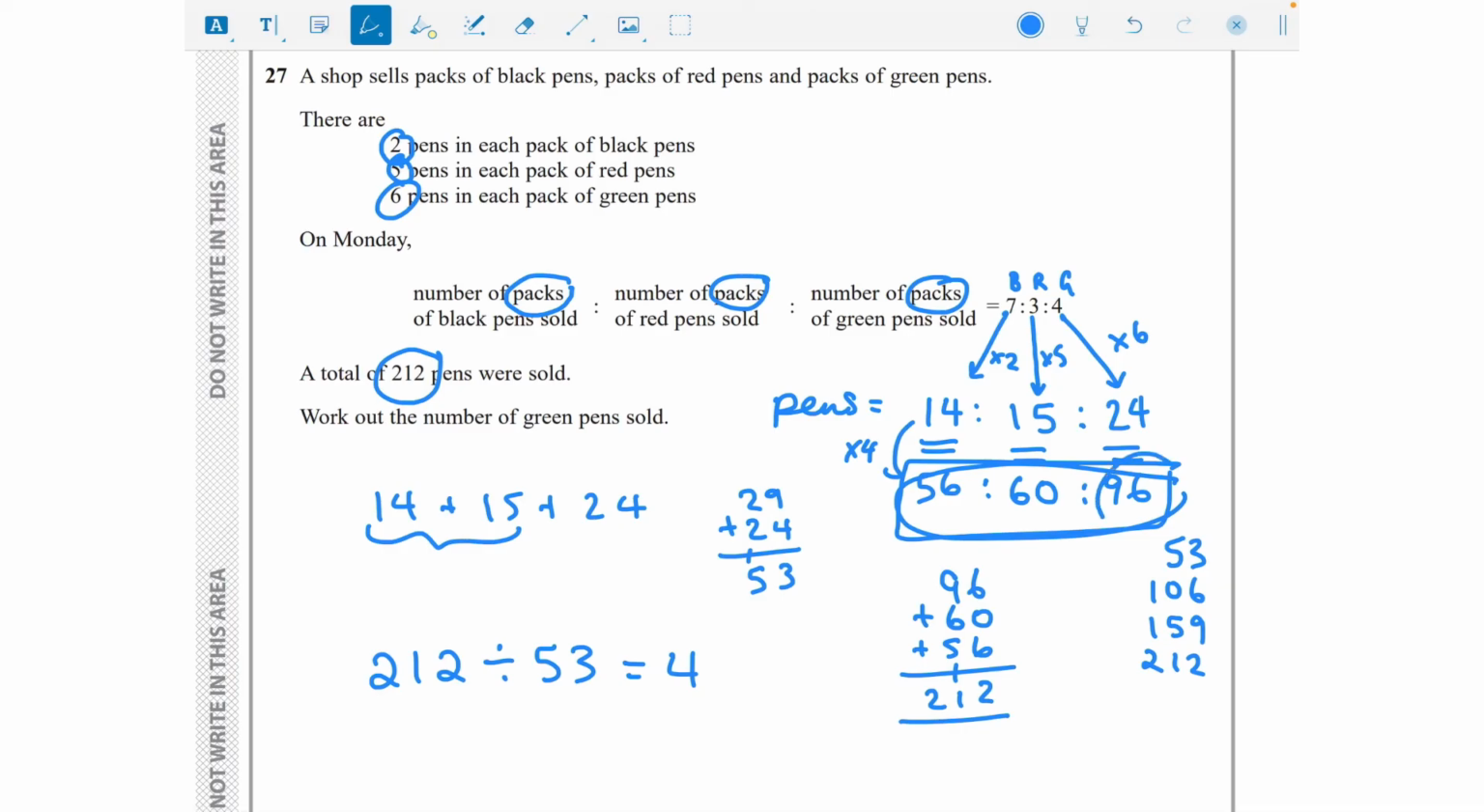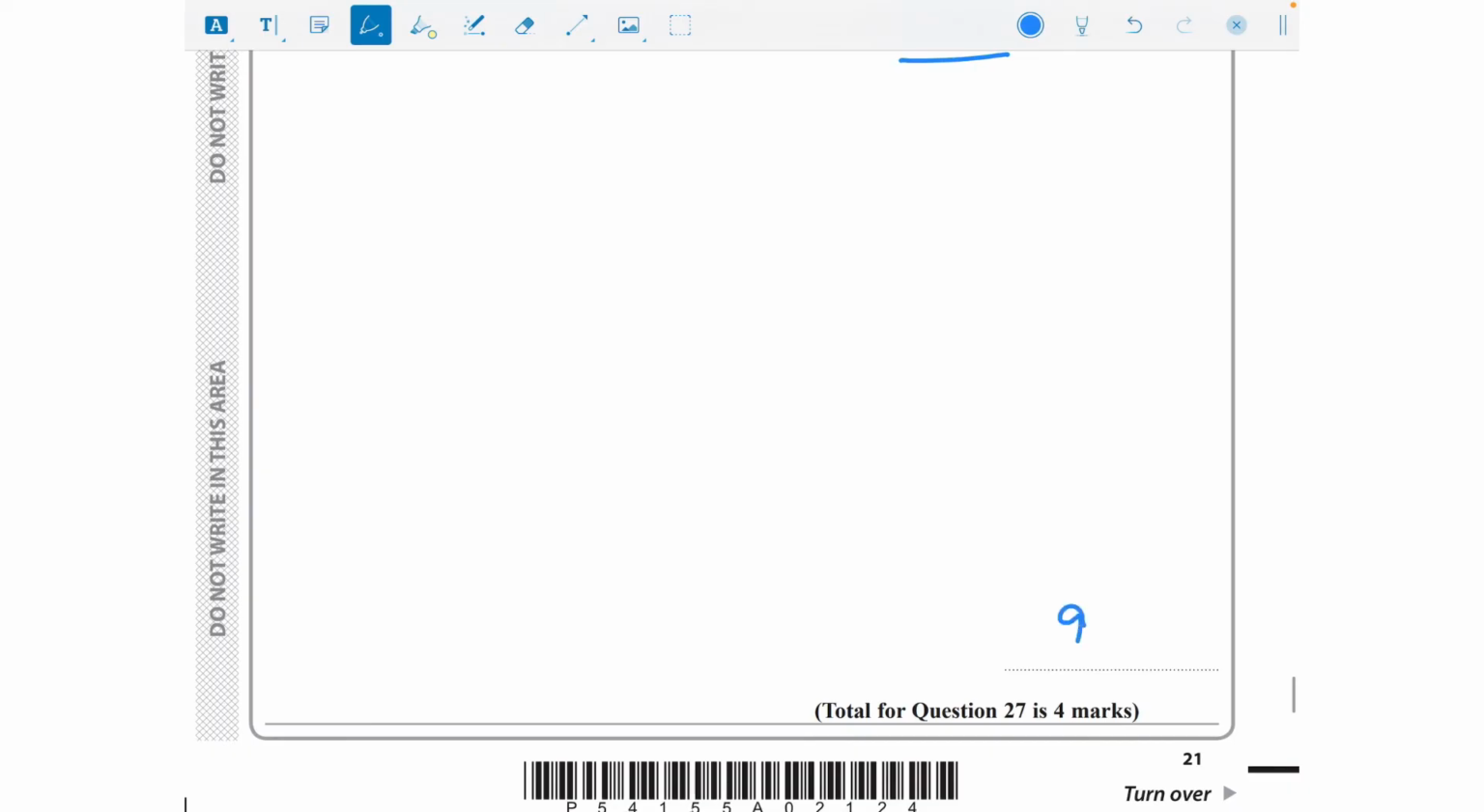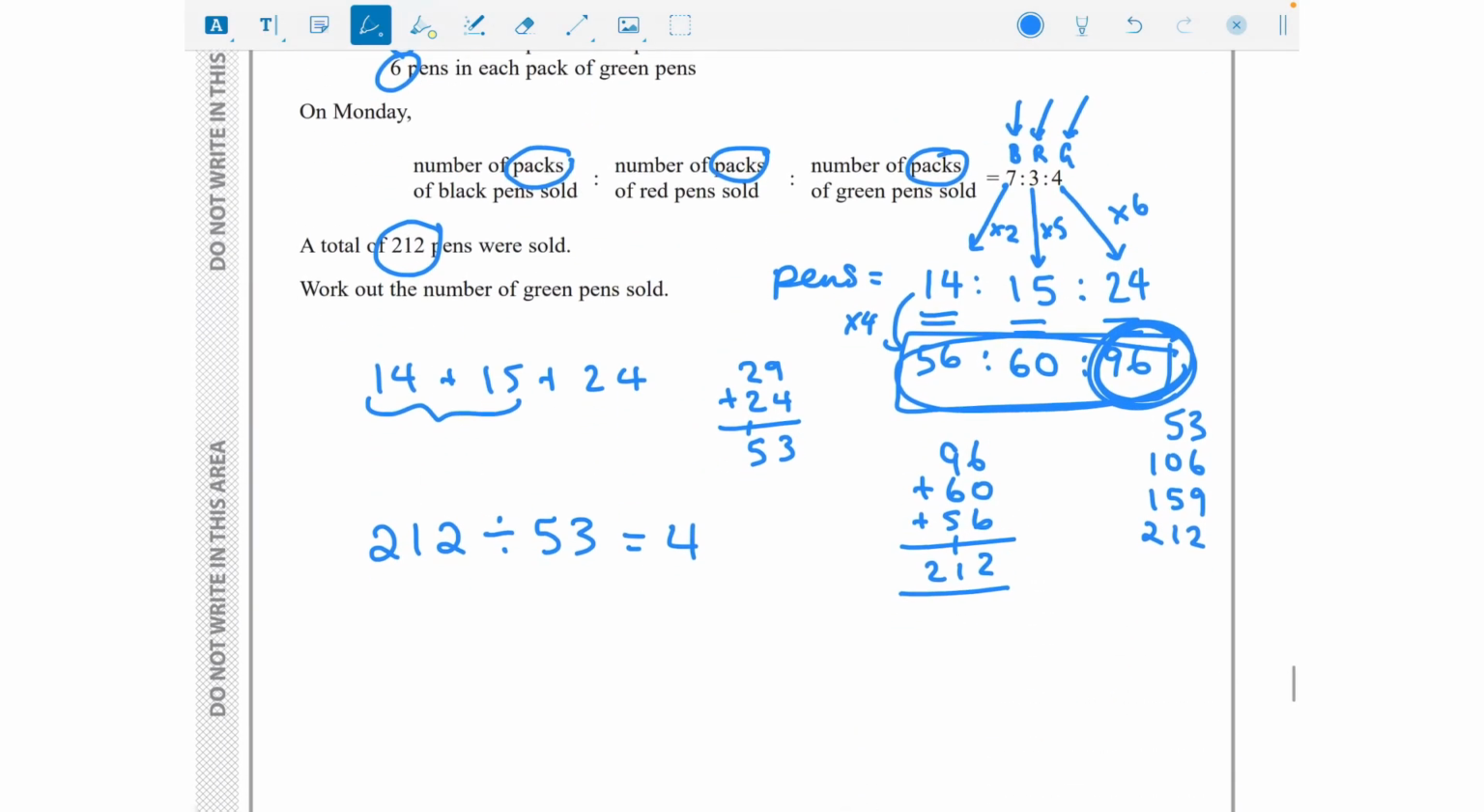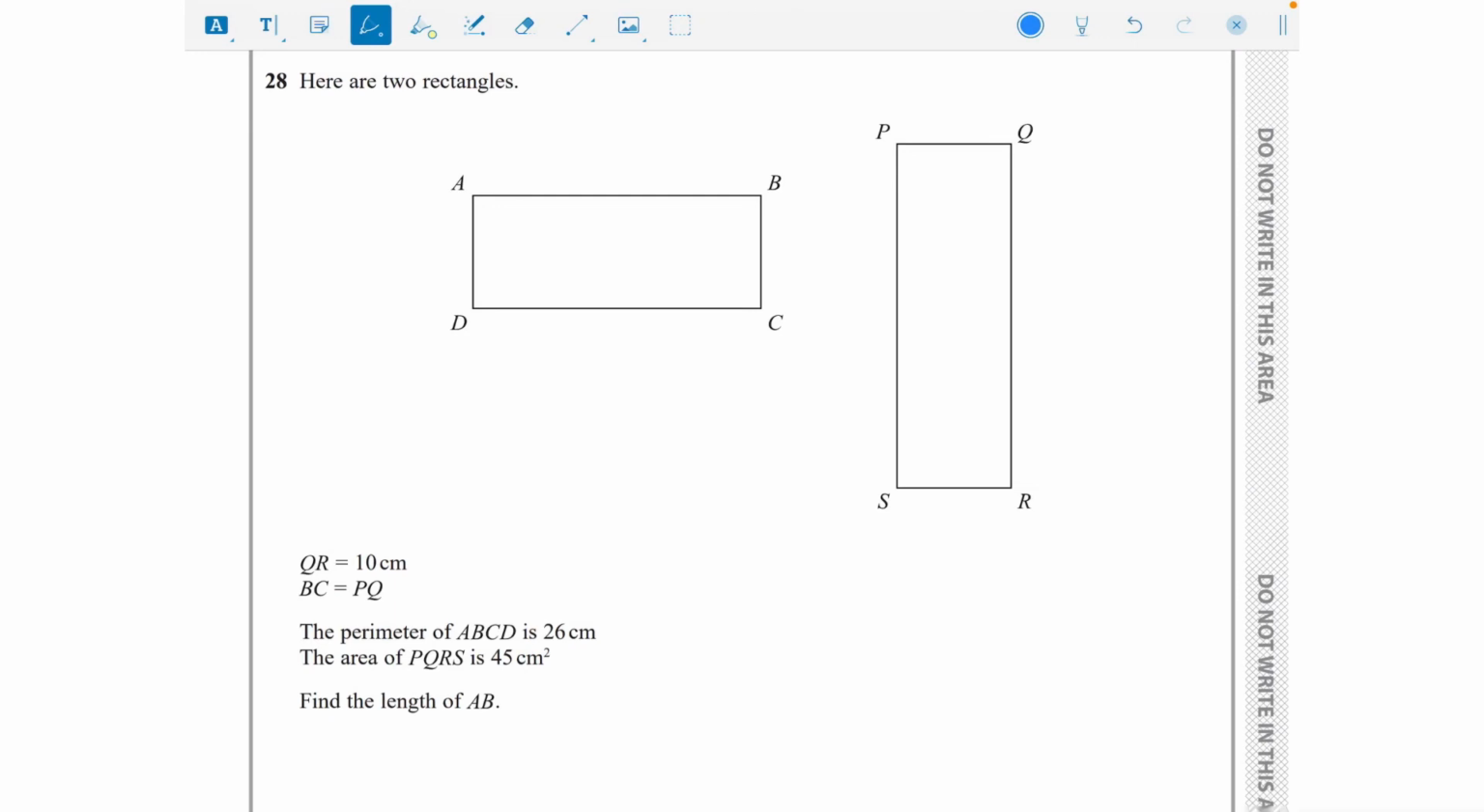So then we've got our number of pens. Work out the number of green pens sold, and that's just that final number there because it was in the ratio for black to red to green. So 96 is our answer. Really quite tricky, that question. You could have just kept multiplying this until you got it added up to 212, but that's probably the best way of doing it. So well done if you got that. Here are 2 rectangles.